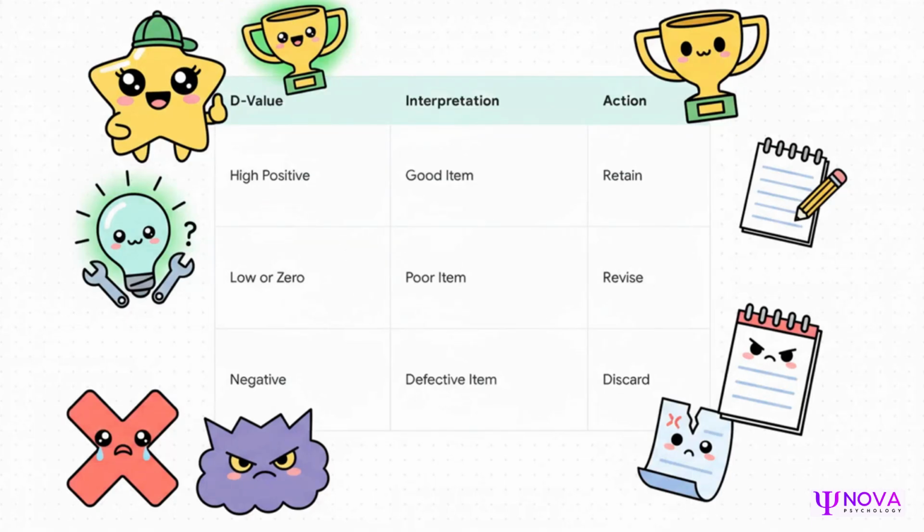And what you do with that number is so clear. If you get a high positive D value, great, that's a good item. You keep it. If it's low or 0, the item isn't really doing anything useful, so you need to revise it. But if you get a negative value, that is a huge red flag. That means the low scores are actually getting it right more often than the high scores. Something is seriously wrong with that question, and it probably needs to be tossed out completely.